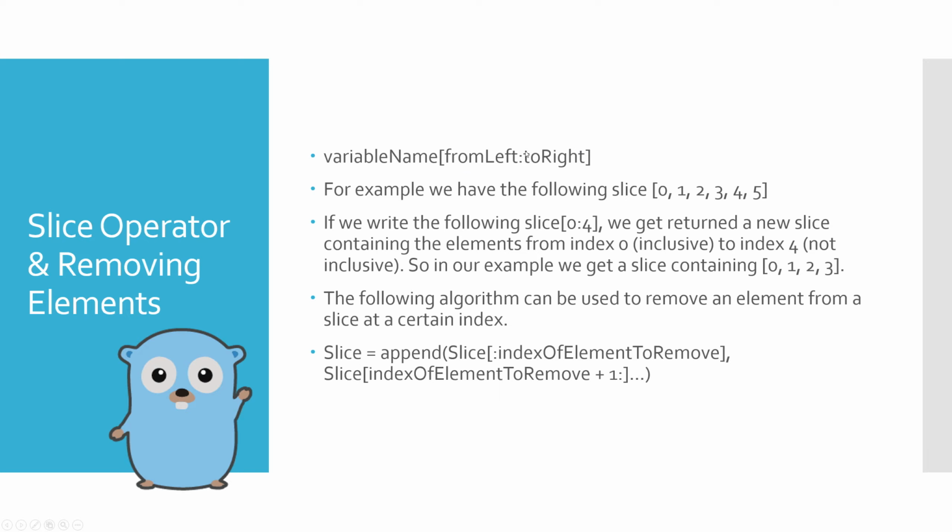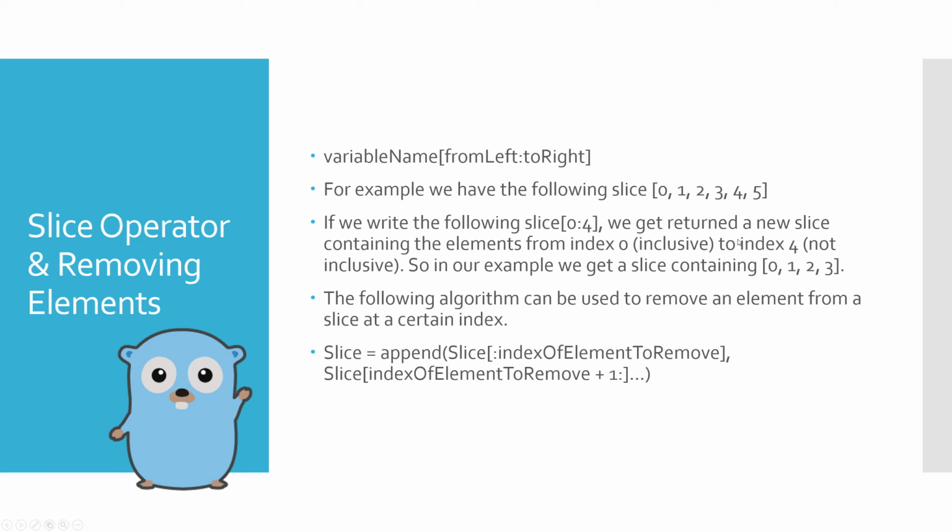This will make more sense once we go over the code, or actually right here. So, for example, if we have the following slice containing these values, 0, 1, 2, 3, 4, and 5. If I write the following syntax up here, assuming our slice is called slice, square bracket 0:4, so 0 representing from left, 4 representing to right, we get returned a new slice containing the elements from index 0 from the left, inclusive, to index 4 to the right, not inclusive.